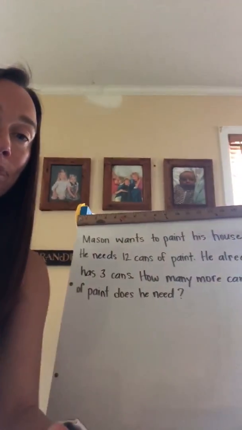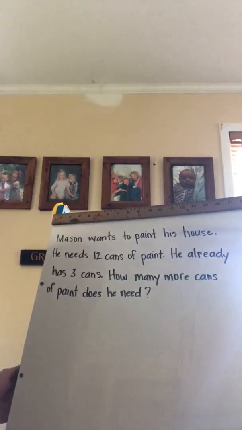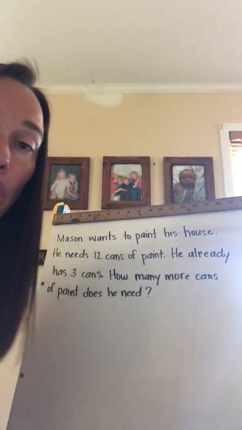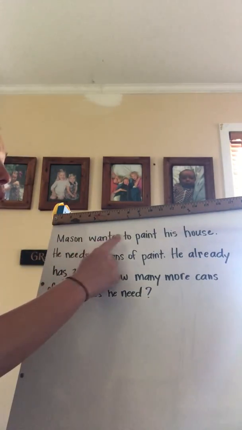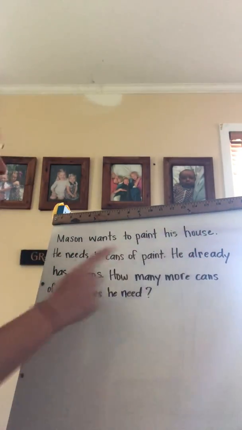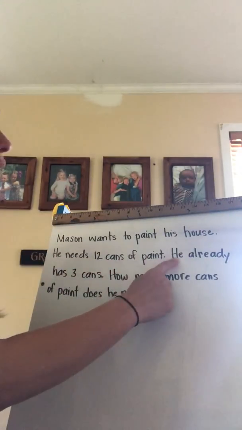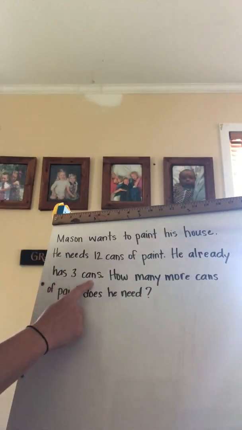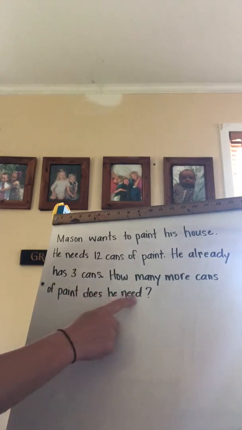So the first thing we need to do to get our brains warmed up is our problem of the day. I've got our problem of the day on my board, and I'm going to read it to you. As I read it, I want you to think, how can you solve this problem? It says, Mason wants to paint his house. He needs 12 cans of paint. He already has 3 cans. How many more cans of paint does he need?